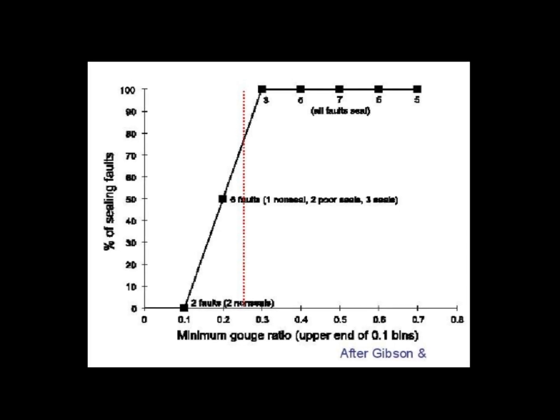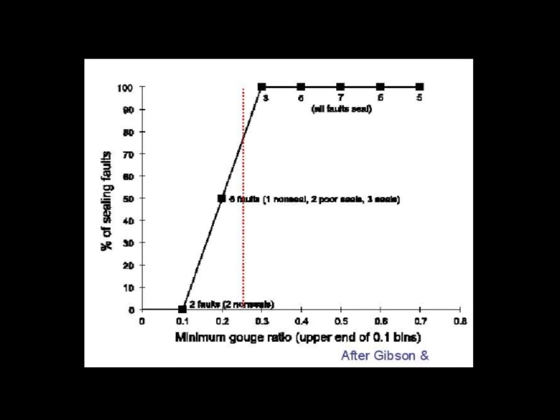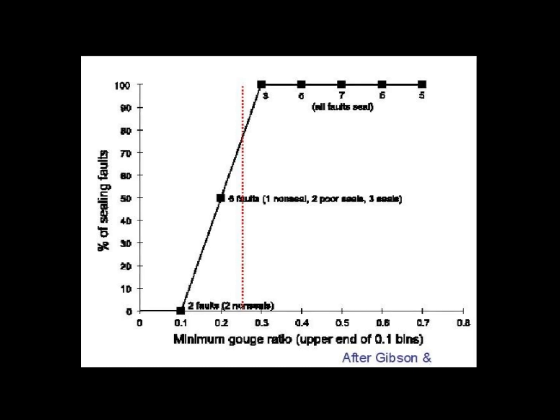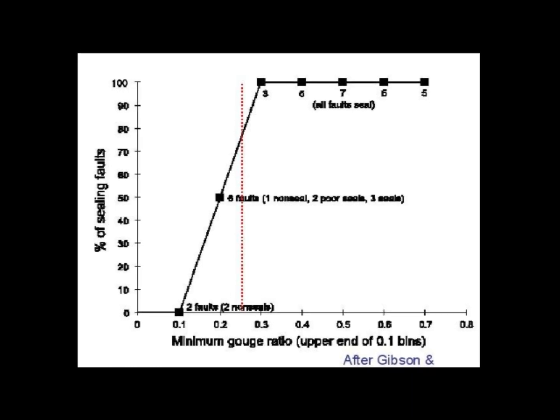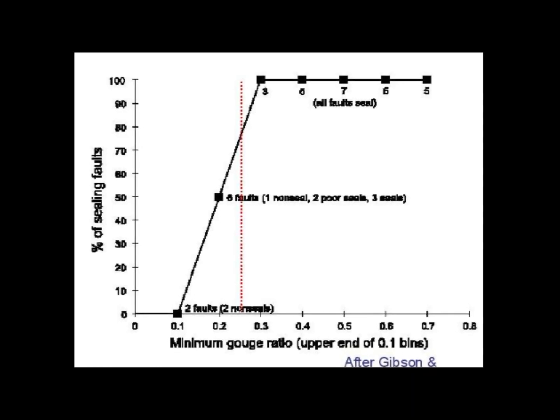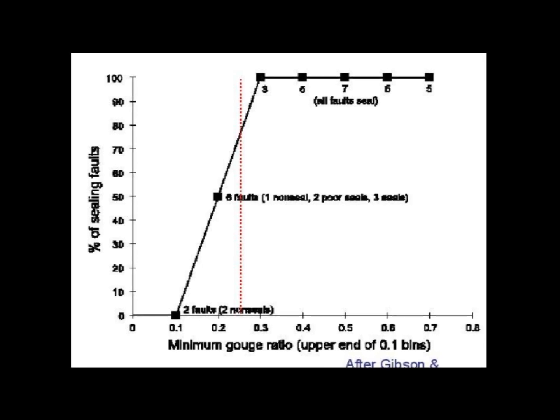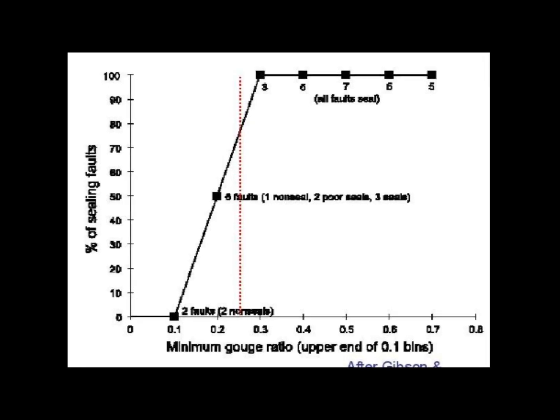This graph shows that the higher the shale gouge ratio, or the more shale in the gouge, the better the fault will seal. Low ratios, or a gouge with higher sand content, do not seal well and are likely to make conduits.